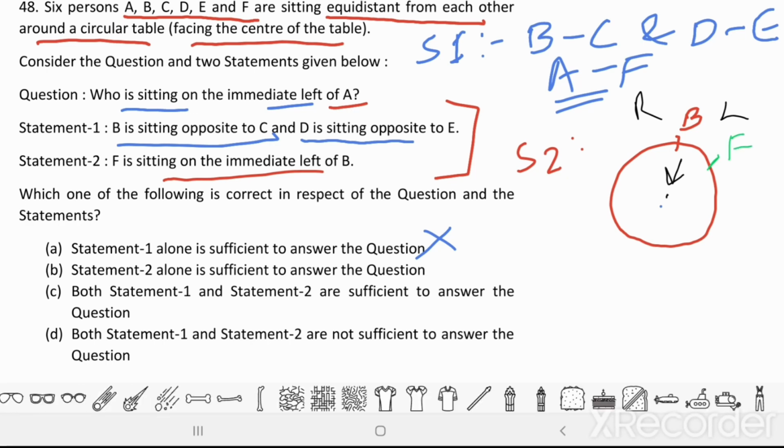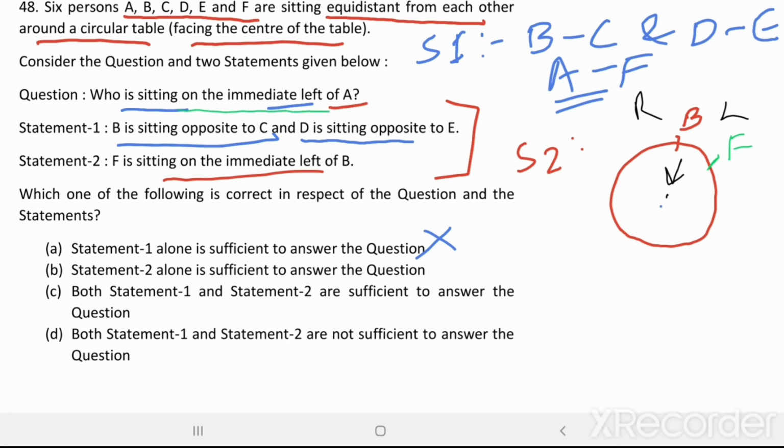So from the second statement we can only say the positions of B and F with respect to them. So statement 2 alone is not sufficient to answer the question, who is sitting on the immediate left of A. So option B is also eliminated.